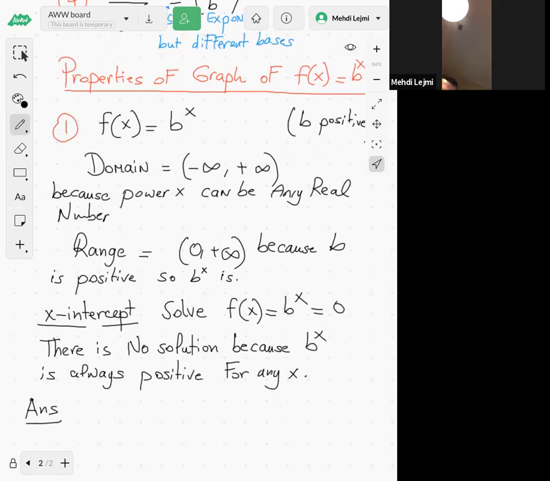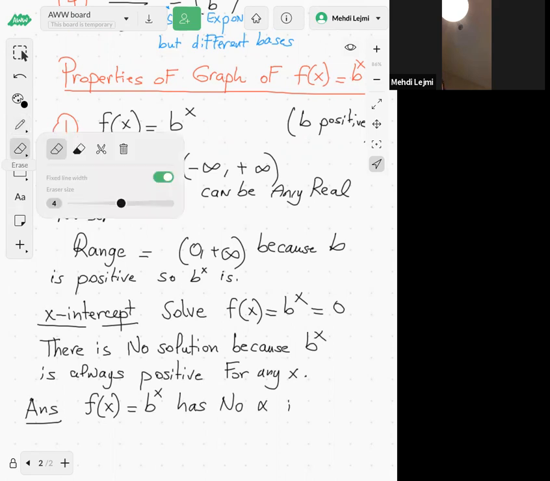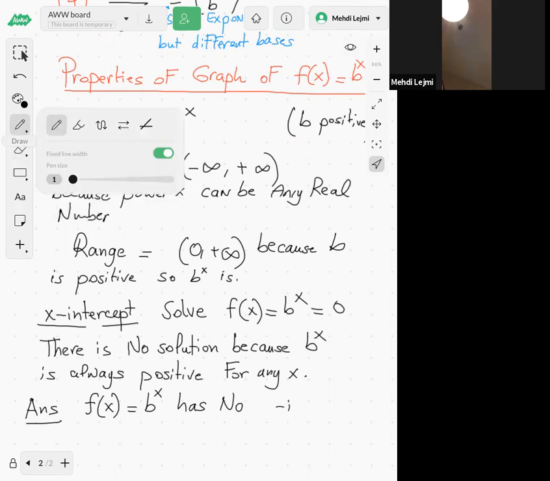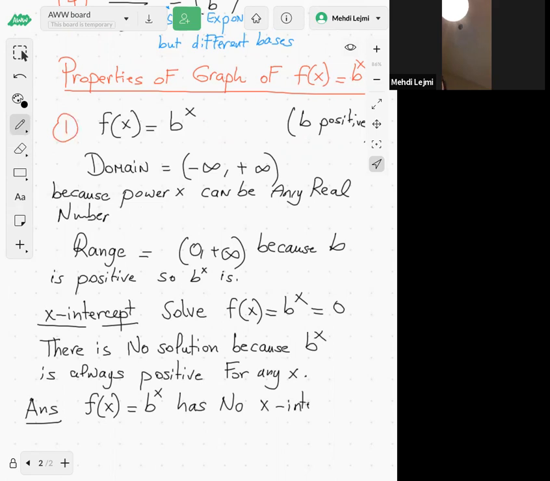So yeah, f of x, the exponential function, has no x-intercept. This is x, it's not alpha.